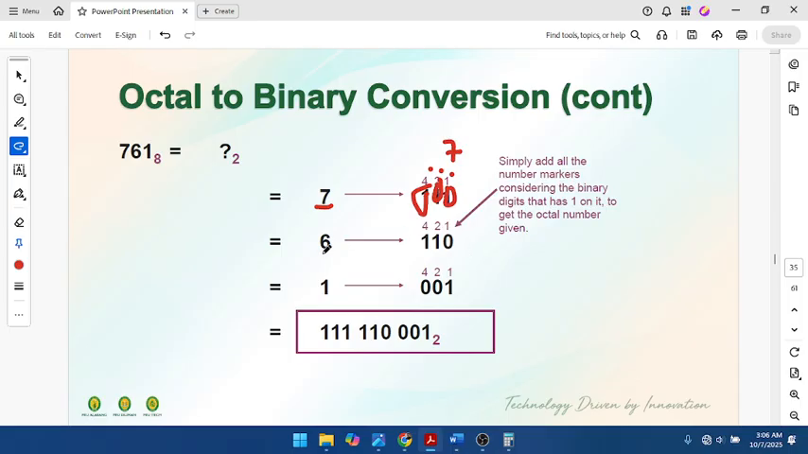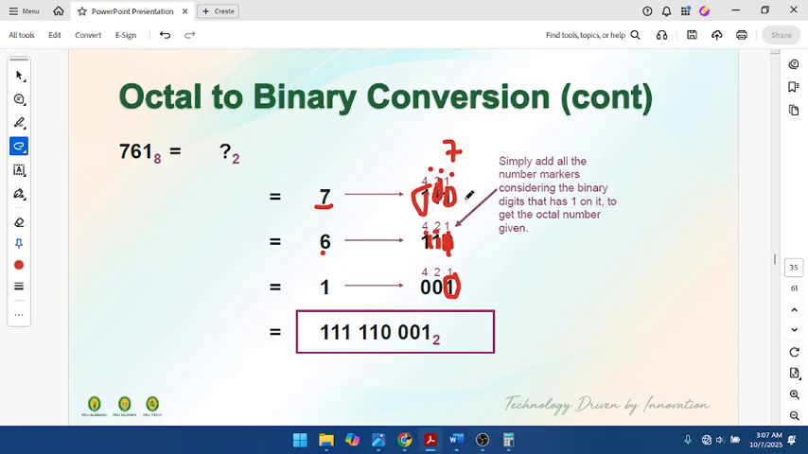Next, 6. Let's see how we convert it to binary. From the first and second digits, which are 4 and 2, we can get 6. Therefore, the last part is 0, because if we put a 1 there, it would give us 7. So we have 1, 1, 0. And for the 1, we have a 1 only in the last bit.